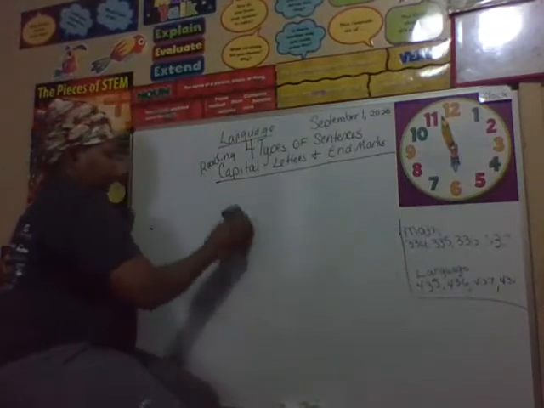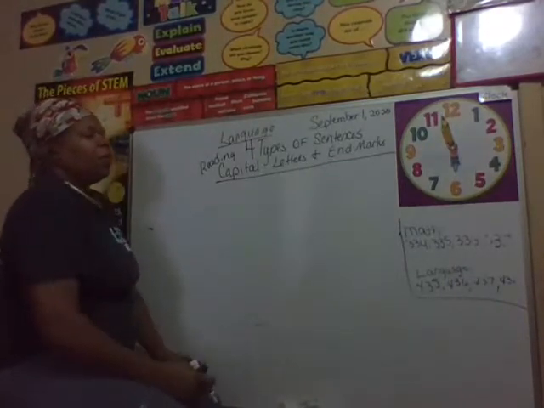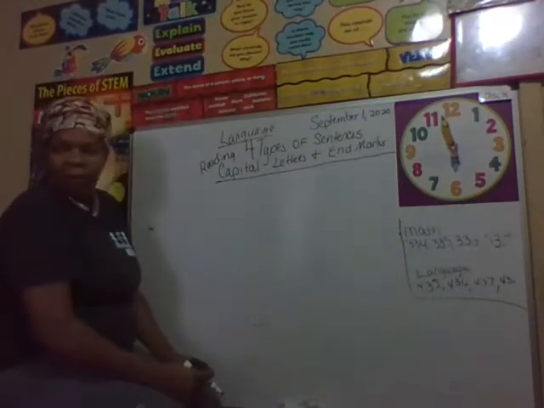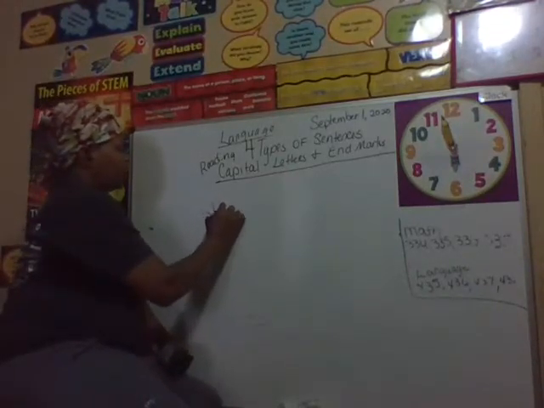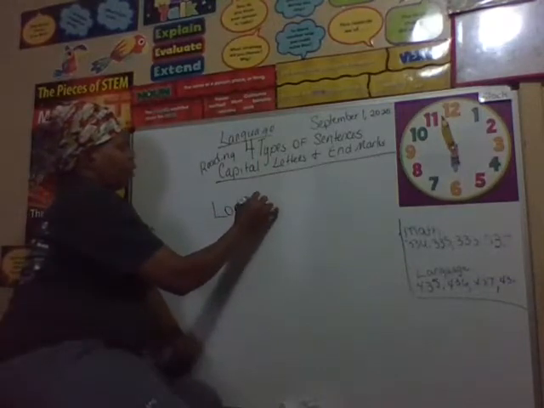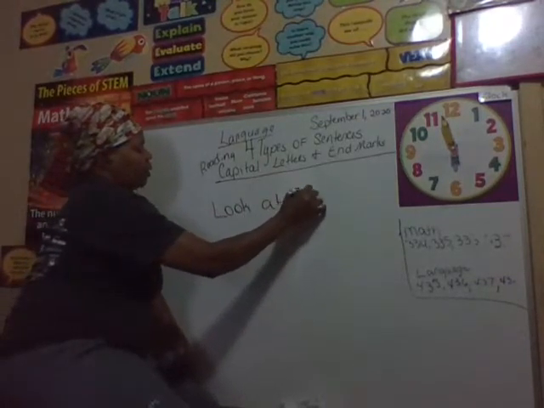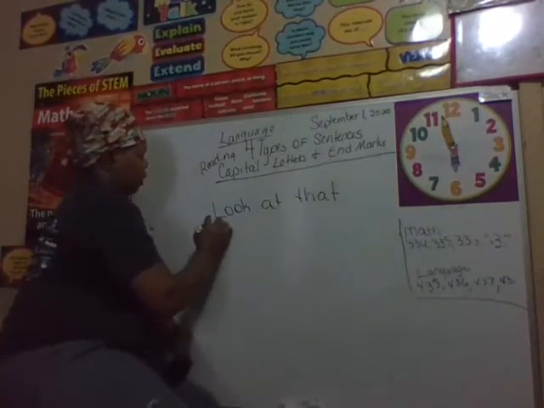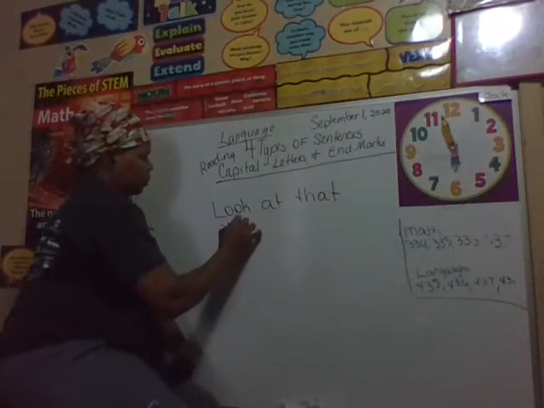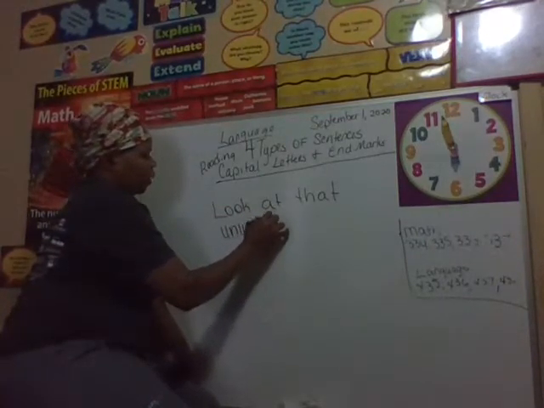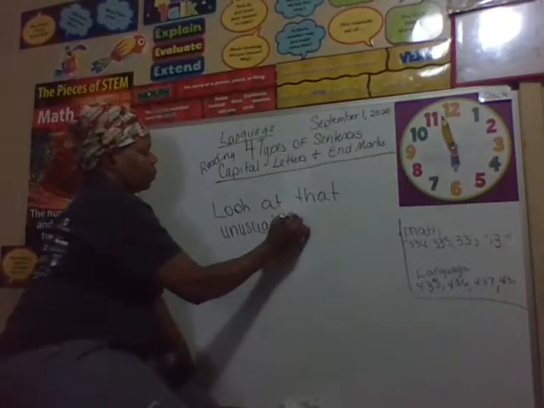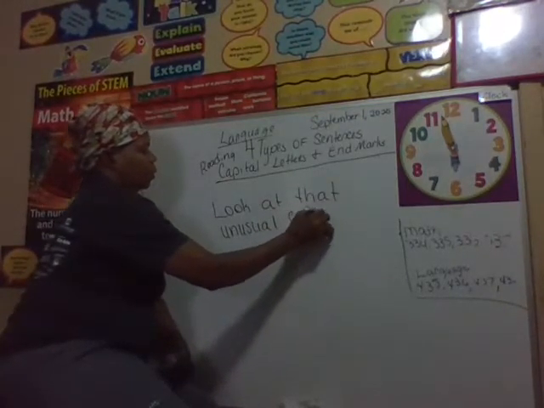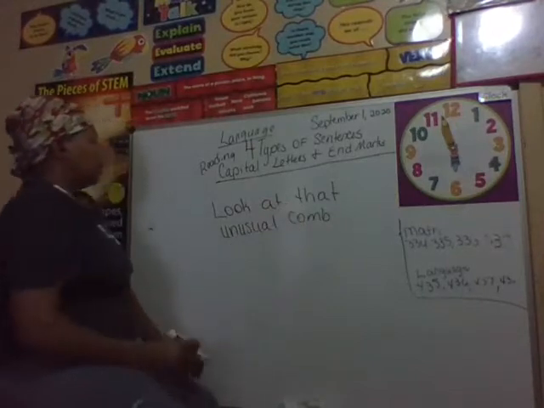The next one says, look at that. Come on, we're trying to learn. Look at that unusual comb. U-N-U-S-U-A-L, unusual. Comb, C-O-M-B. All right. Let's look at that.